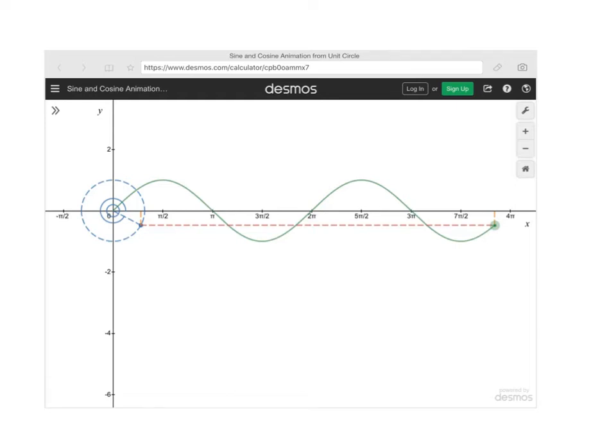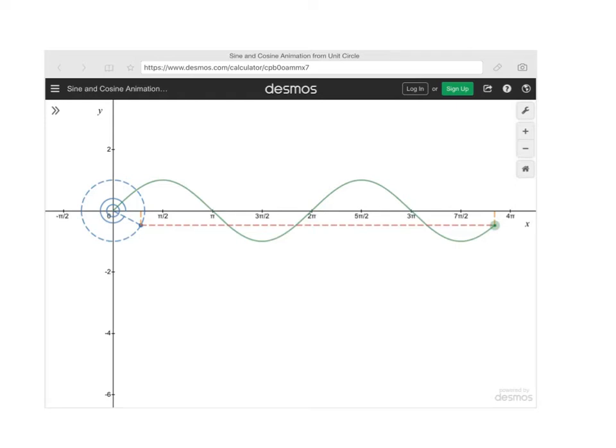As you continue to go around the circle, the next spot we're going to come to is pi, or 180 degrees. Now, at pi, we're actually on the x-axis again, so that means we're a distance of 0 away from the x-axis.